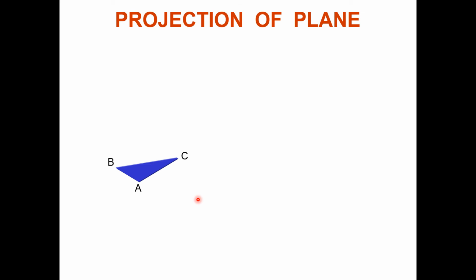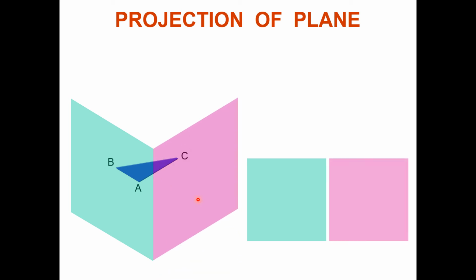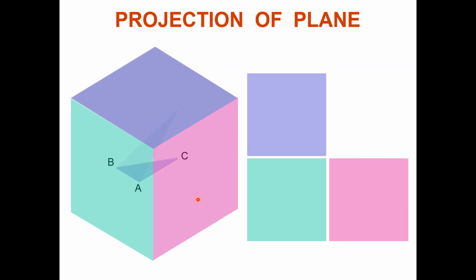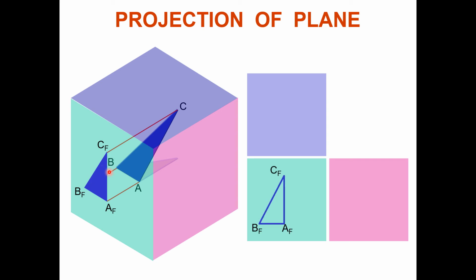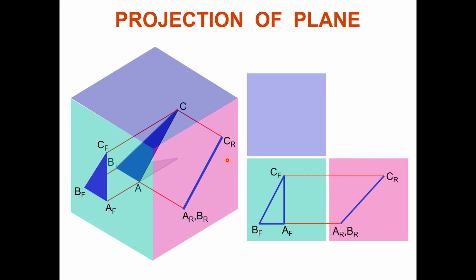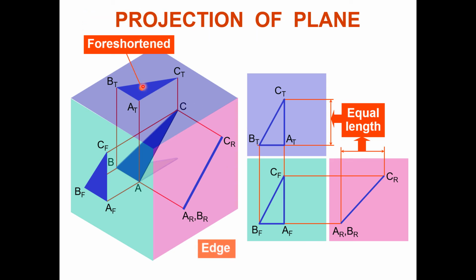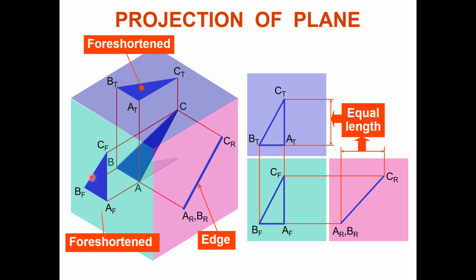Now I will tilt this plate element and place it in the glass box. Here you can see I have lifted up this object from this side. When you see from the front, you will see this object. When you see from the right side, you will see only a line. And when you see from the top, here is the foreshortened plate. You will see from the edge, again this side is also foreshortened in the inclined plane.